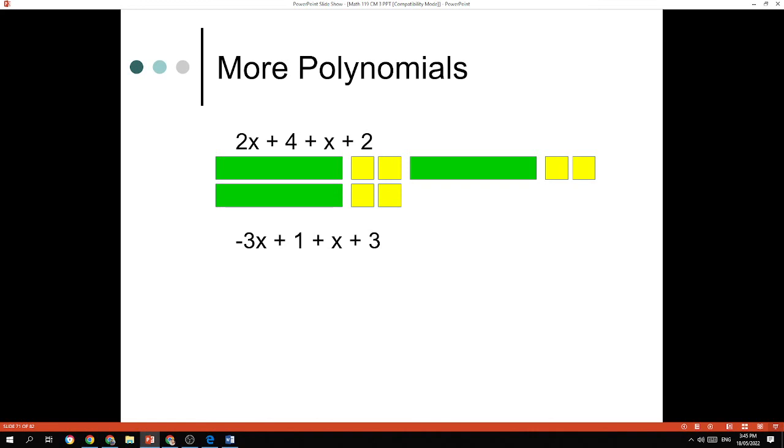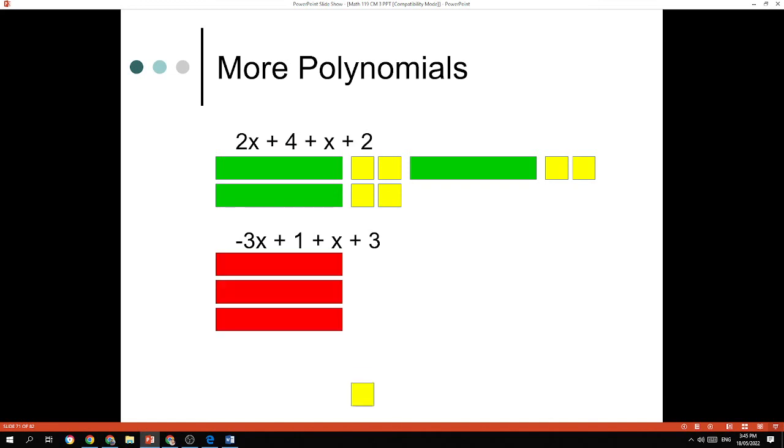So negative 3x, what color of rectangle will I have? Negative 3x, red. Is this negative 3x plus 1? Yes, sir. And then I have here x plus 3. Now, we have zero pairs, right? If I pair the red rectangle and the green rectangle, that's a zero pair. So one zero pair is removed.